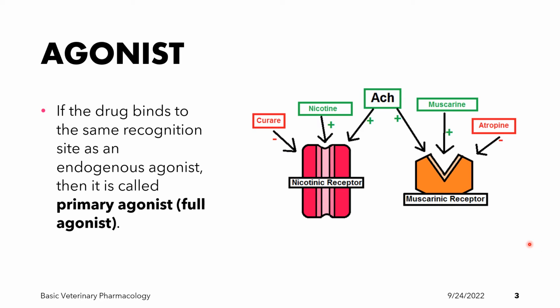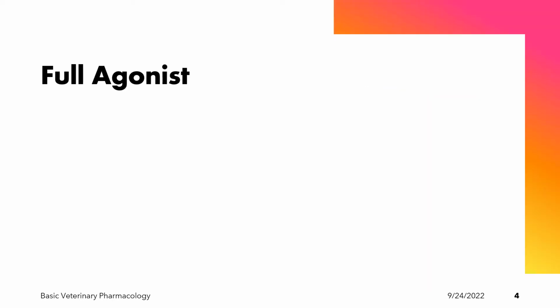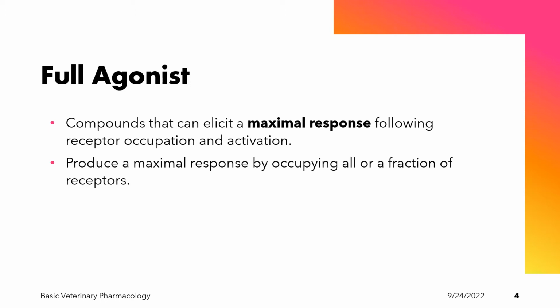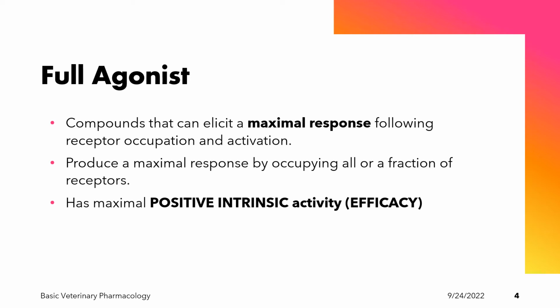Nicotine competitively binds to nicotinic cholinergic receptors in this image. The same is true for the muscarine agonist. One type of agonist is the full agonist. Full agonists are compounds that can elicit a maximal response following receptor occupation and activation. It produces a maximal response by occupying all or a fraction of the receptors. It has a maximal positive intrinsic activity or efficacy. Numerically, we can describe the efficacy of a full agonist as equal to 1.